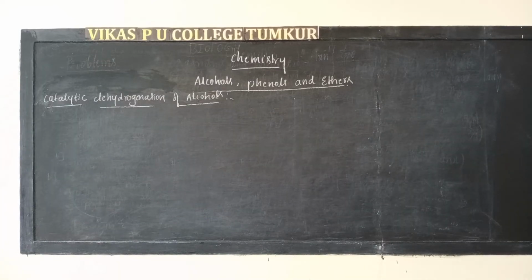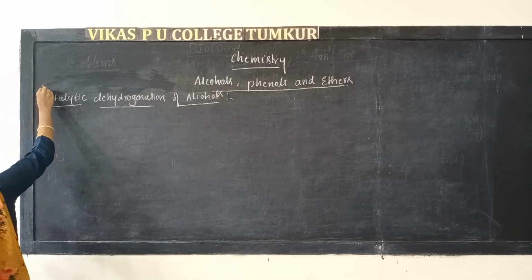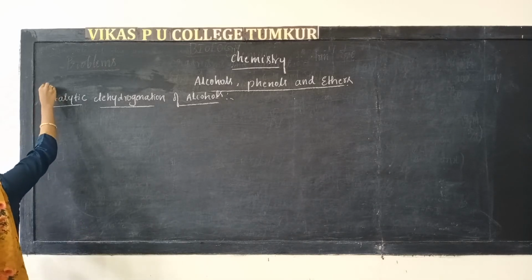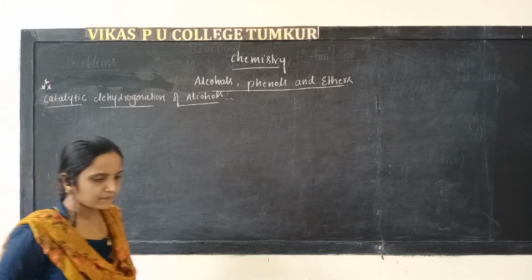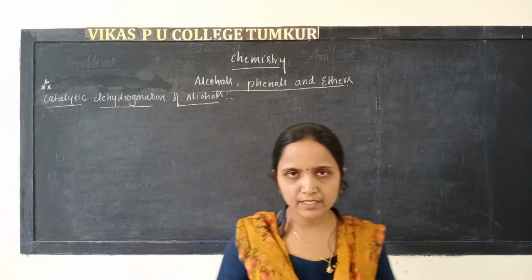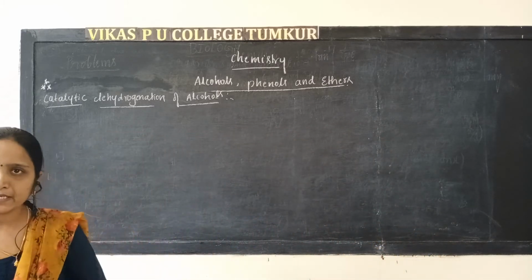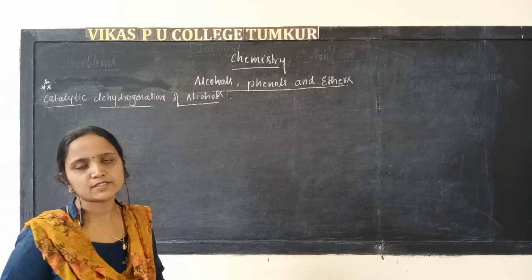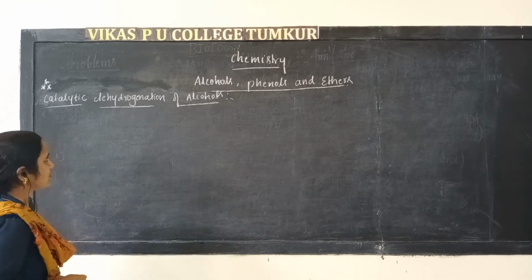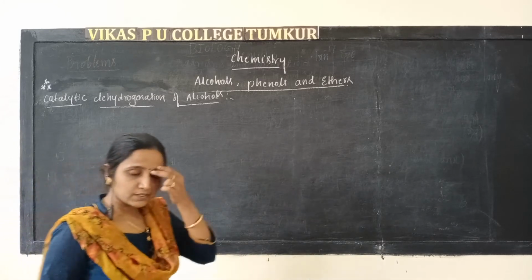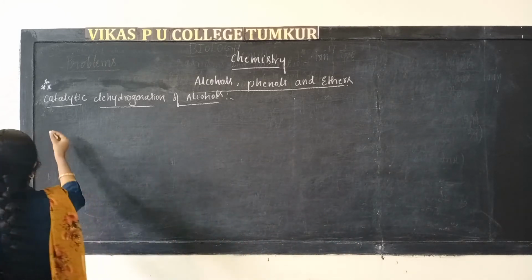This is one of the important reactions, asked many times in examinations: the catalytic dehydrogenation of alcohols. This is also used to distinguish the primary, secondary and tertiary alcohols. We will check how they are distinguished. The first we are going to discuss is the primary alcohol.